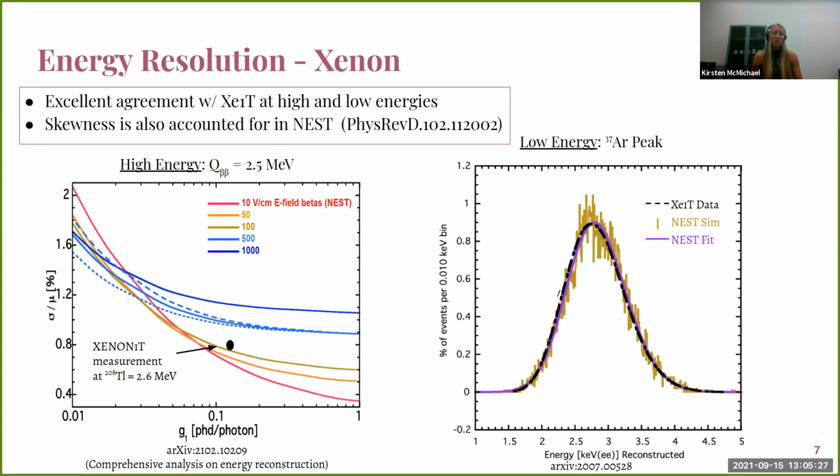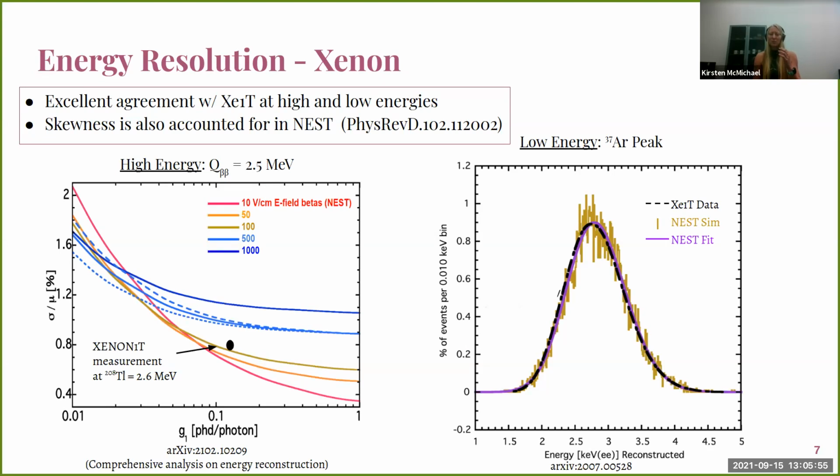The energy resolution for xenon. On this slide, we show that there's excellent agreement with XENON1T at both high and low energies. On our left plot, it's a 2.5 MeV resolution in liquid xenon from NEST versus g1, and the different colors are just different fields. So we're seeing a really nice agreement with that black dot from the XENON1T measurement. And then on the right, we see our low energy argon-37 peak.